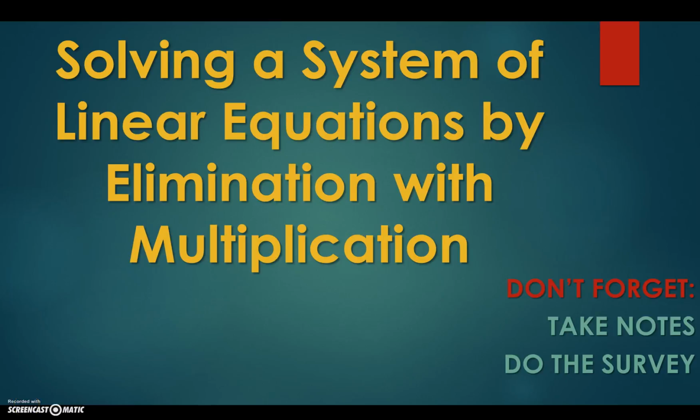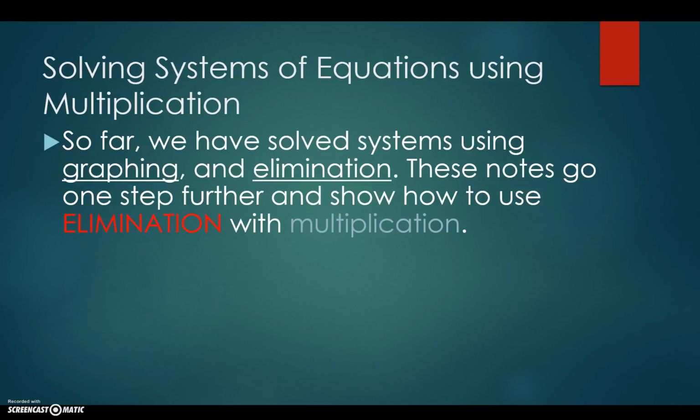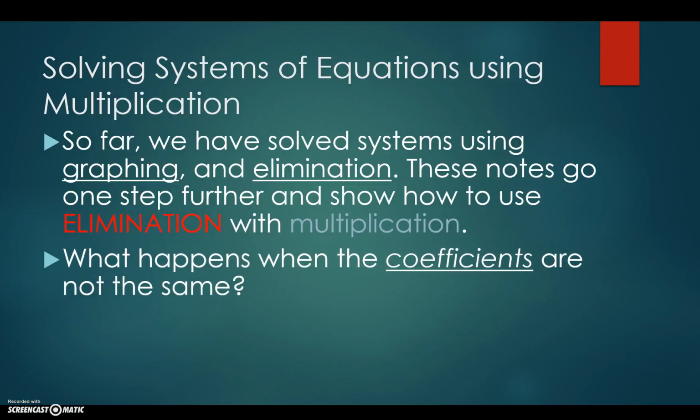Hey there, and here is video 2 on solving elimination, but with multiplication. So far we've graphed and done elimination, but now we're going to be continuing doing elimination, but with multiplication. This is to answer this question: what happens when the coefficients are not the same?